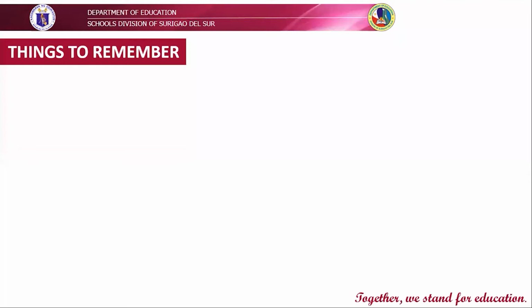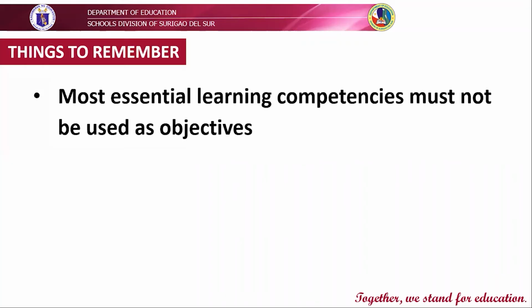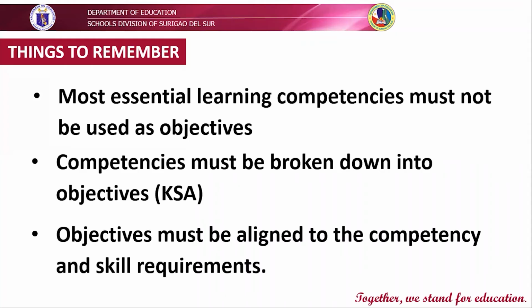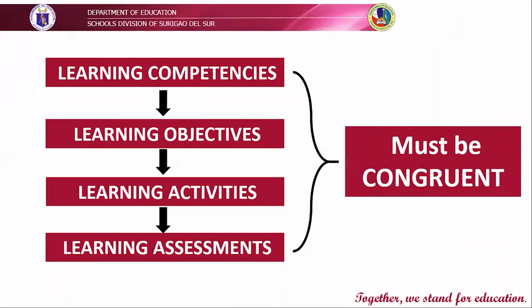When we are going to write learning objectives, we must always remember these things. First, most essential learning competencies must not be used as objectives. Second, competencies must be broken down into objectives through KSA. And lastly, objectives must be aligned to the competency and skill requirements. We are done with the congruency of competencies and objectives.